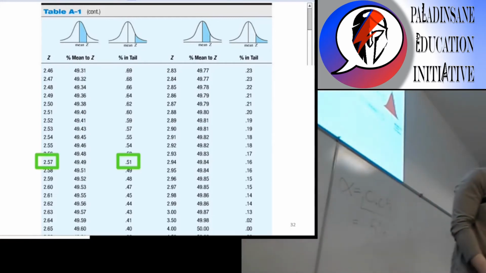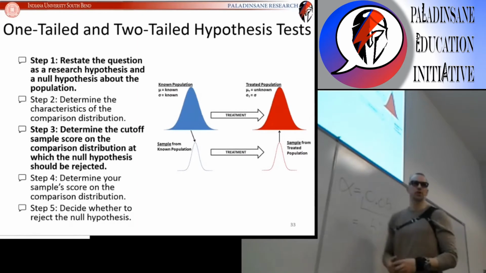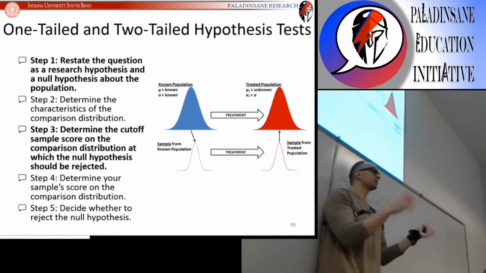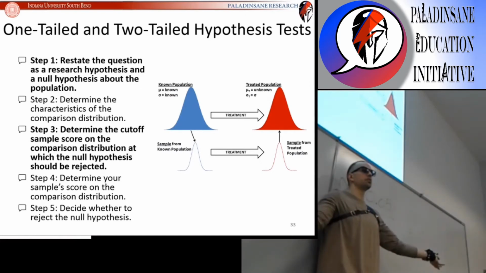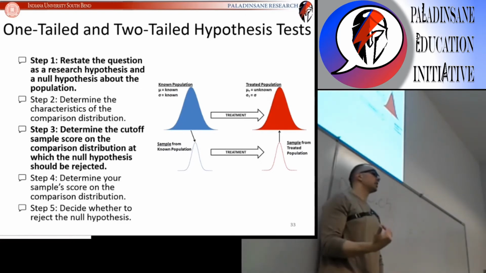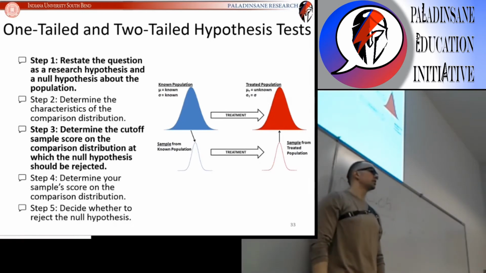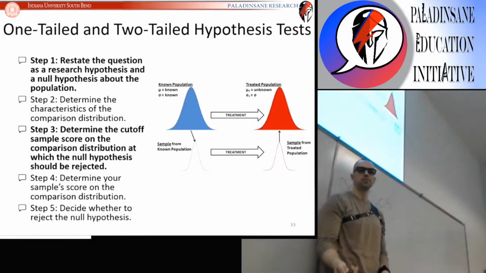All right, so that was step 3. That's how you find your cutoff scores at which you're going to reject. You take your alpha, you put it into the tails. If it's one tail, you put it all into the one tail. If it's two tail, you split up your alpha between the two tails. And then you consult the table, find the percentage in the tail, and then find the z-score that's associated with it. And that z-score is your cutoff score.